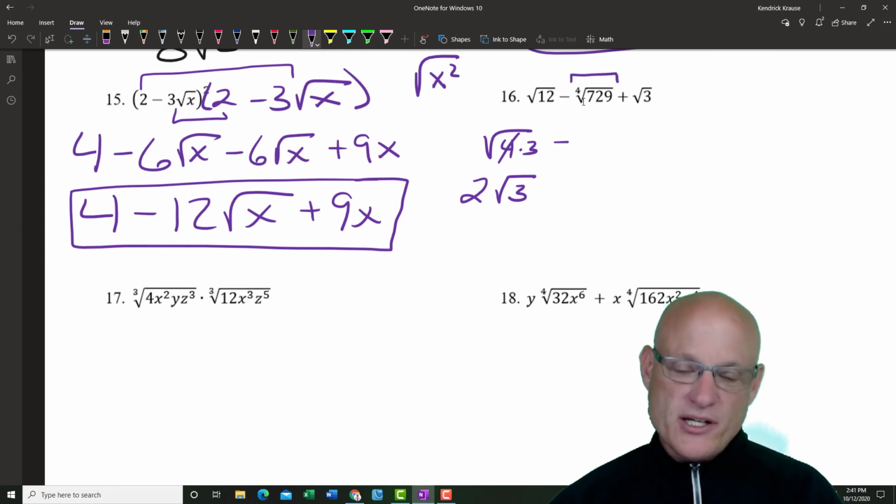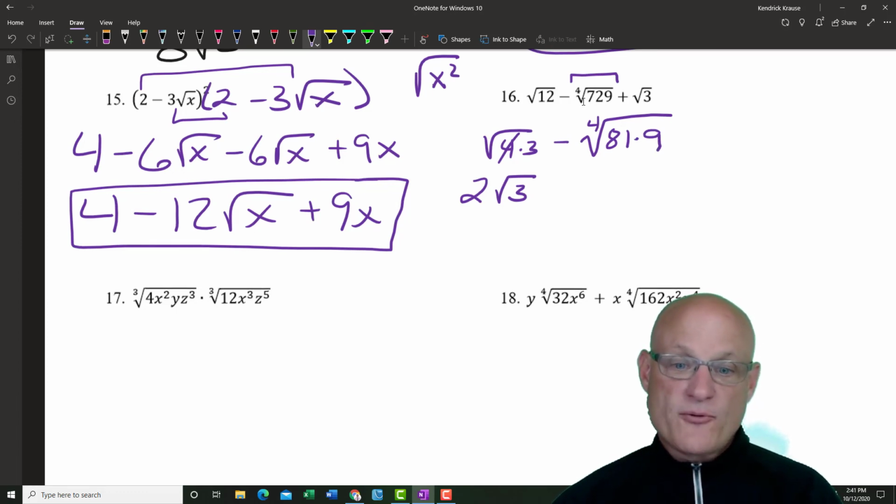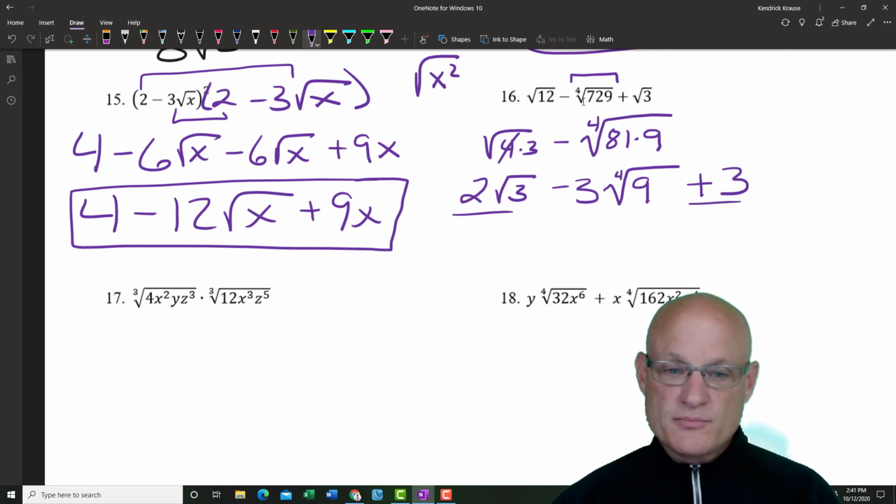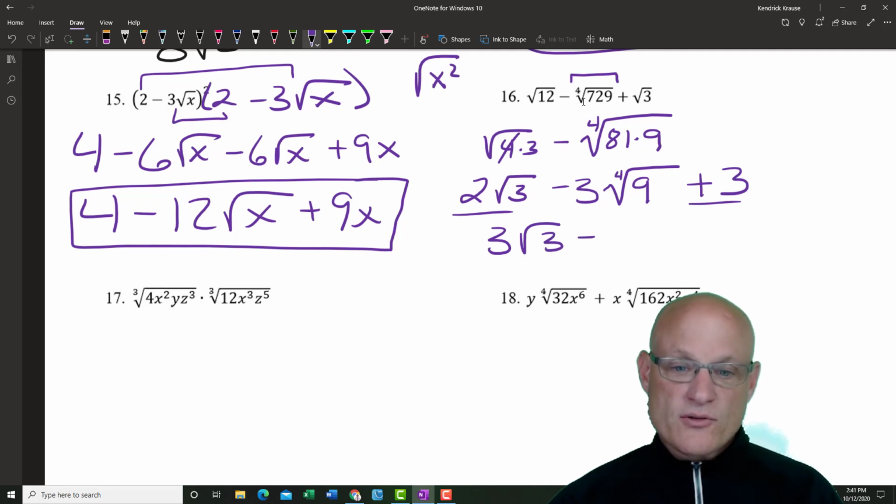Because here's what it is. It's the fourth root of 81 times 9. Okay. So the fourth root of 81 is 3. So this is minus 3 fourth roots of 9 plus 3. And I'm going to combine these two. So this is 3 square roots of 3 minus 3 fourth roots of 9.